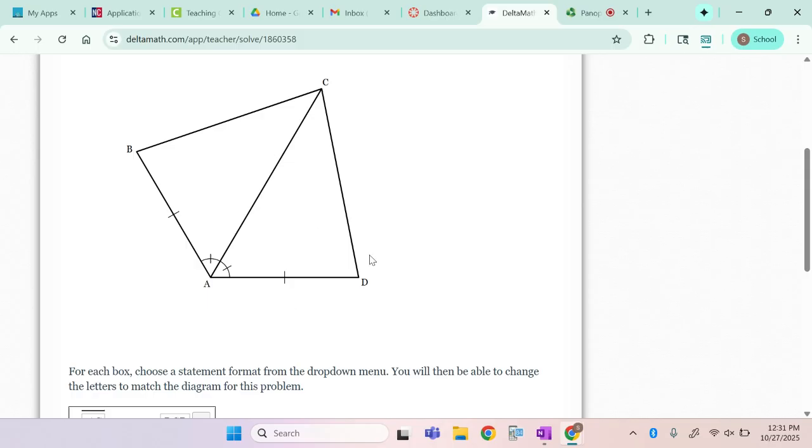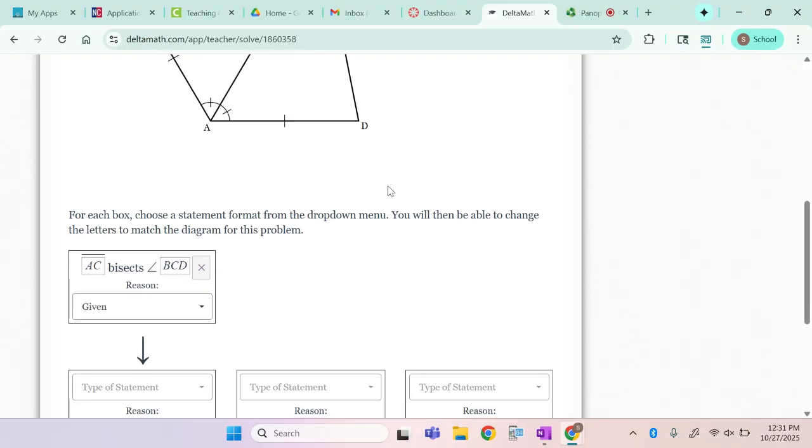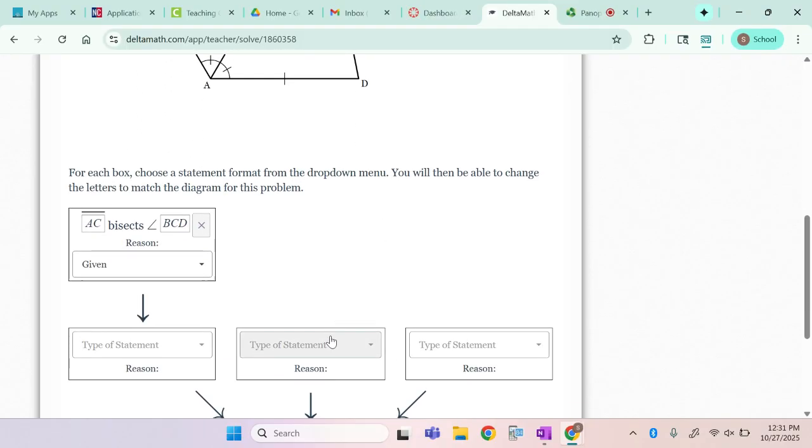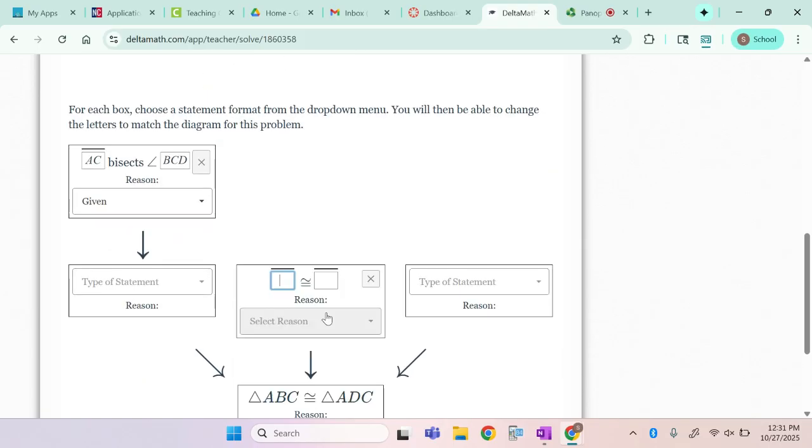So what's marked on the triangle already? So guys, what's marked as congruent in other words? What has tick marks on it? AD is congruent to what? Right. So I'm going to say that two segments are congruent now. And I'm going to say AD is congruent to AB. Why? It was given to us. It was already marked.